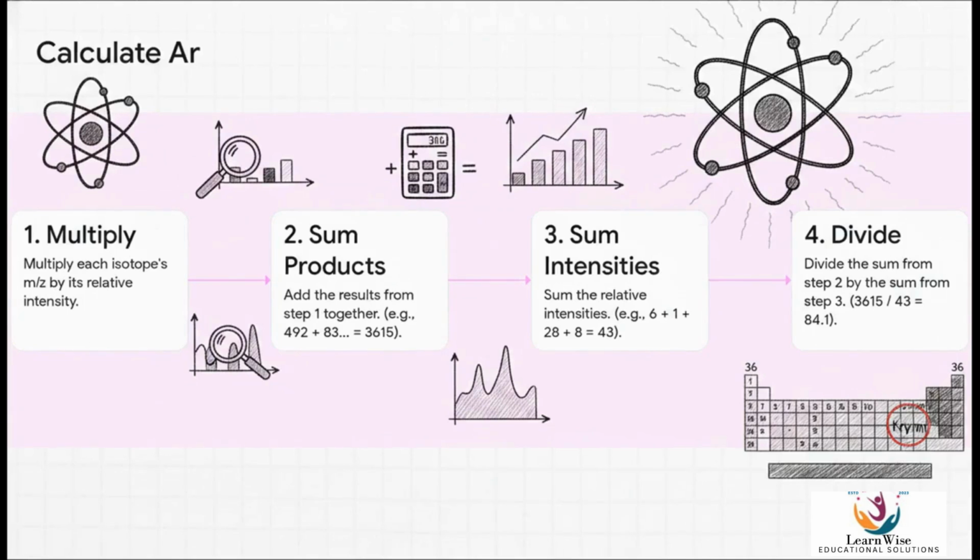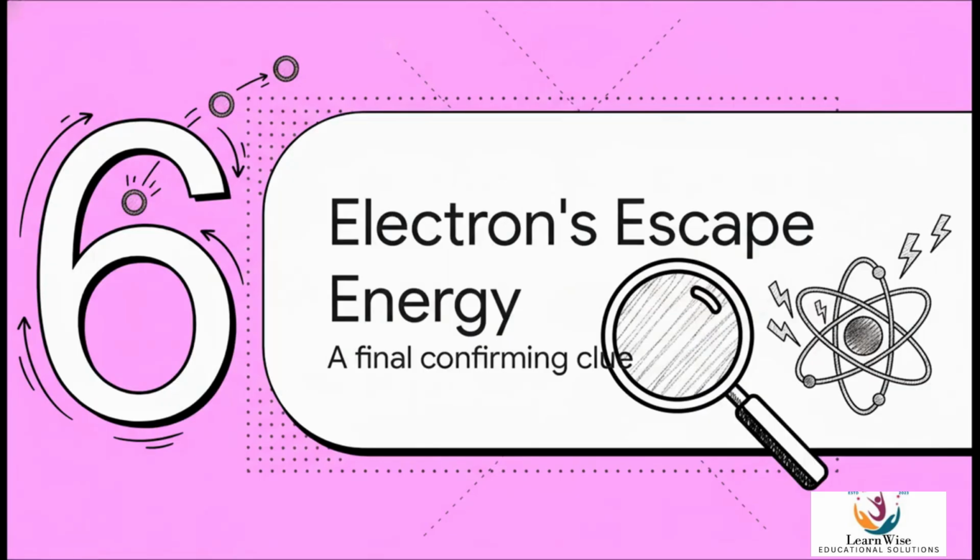Now for the final calculation that's going to unmask our element. We need to find the weighted average of all these masses, which is called the relative atomic mass. So we multiply each mass by its abundance, add all those numbers together, and then divide by the total abundance. We punch in the numbers and we get a definitive value, 84.1. So we pull out our list of suspects, the periodic table, and there it is. Our mystery element is krypton. Case closed? Well, not quite.